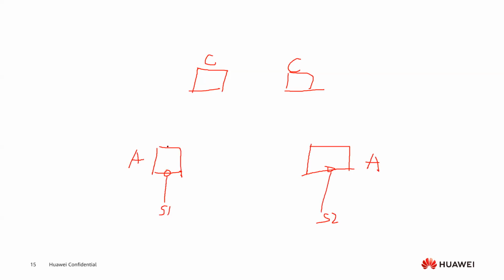And the physical links are like this. You will find that from access switch 1 to access switch 2, the underlay has ECMP links.